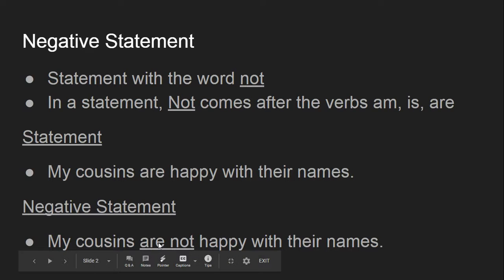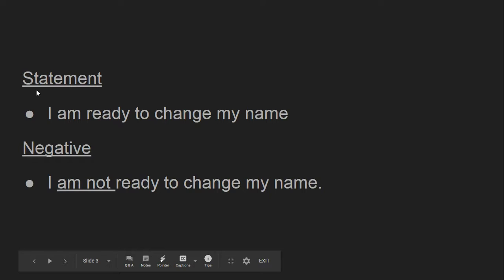Next example, here we have another statement. I am ready to change my name. We have the subject I and the verb am. So we have to make it negative. It goes subject, verb, and a negative. Here's the negative statement: I am not ready to change my name. So we put not after am.